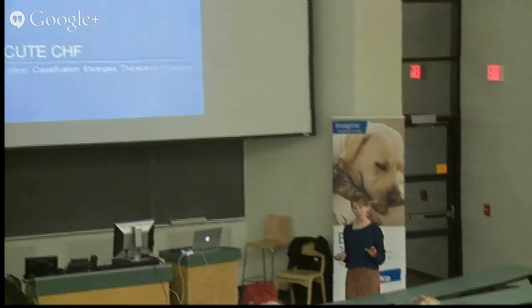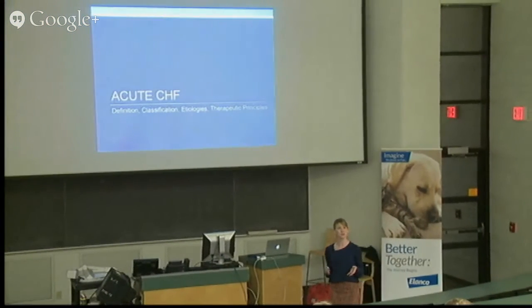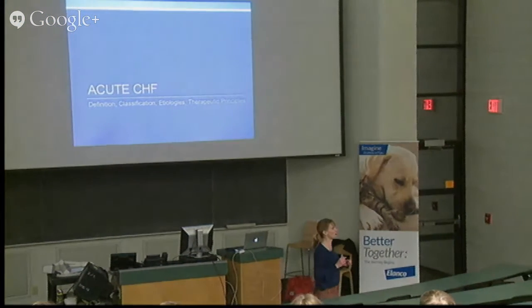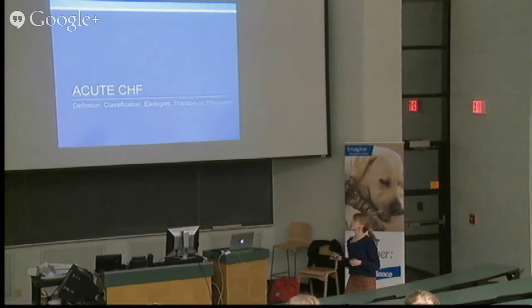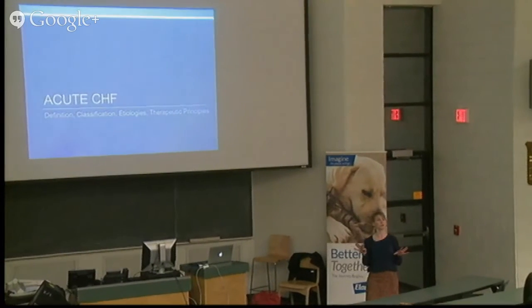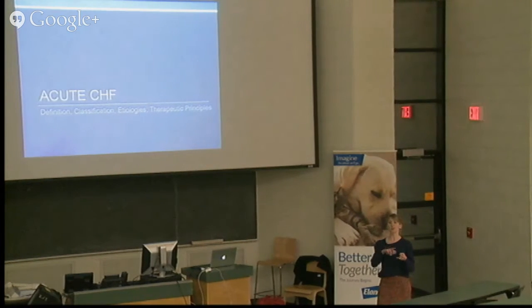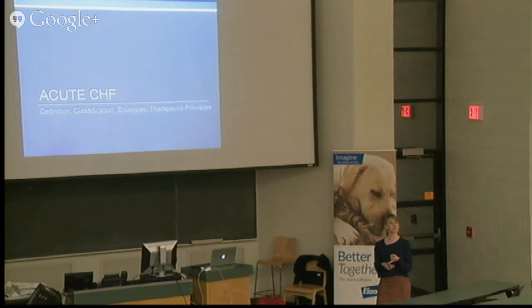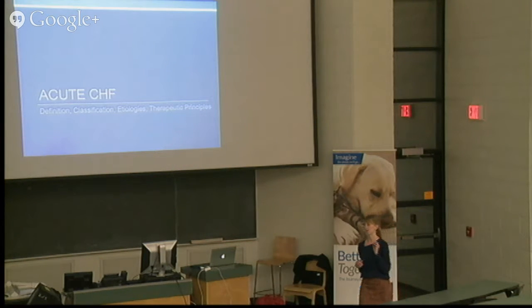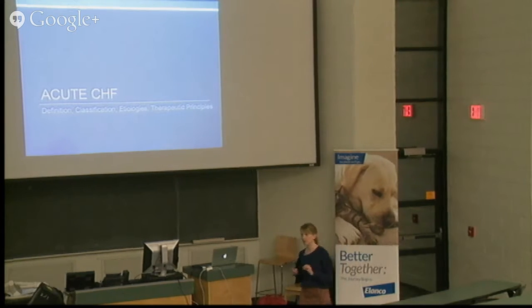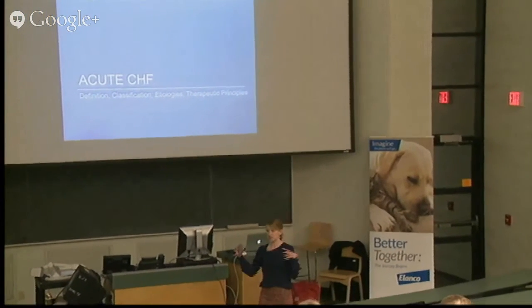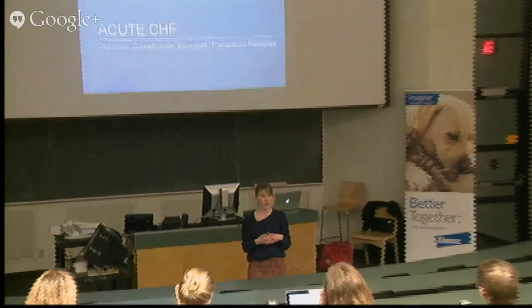In order to do that, it all does somehow come back to pathophysiology, and we do have to do a little bit of background. So we're going to go through a little bit of pathophysiology on acute congestive heart failure, with a very simple definition. We'll talk about the classification of heart disease, which I think is relevant. A little bit on the etiologies that we're usually talking about in our small animals, just to bring some context to it, but we're not going to delve too deeply into that.